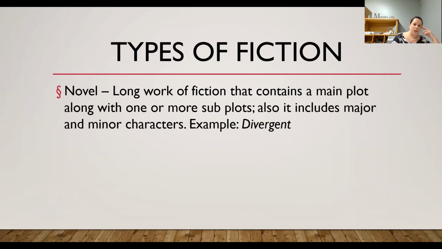First, you have a novel. That is a long work of fiction that contains a main plot along with one or more subplots. That's small happenings going on that are not part of the big picture. And it also includes major and minor characters. One example of a novel is Divergent. If any of you have read that, there's a big plot going on, but there's a lot of little things too. It's got your big characters and it's got your small characters. Everyone has a role.